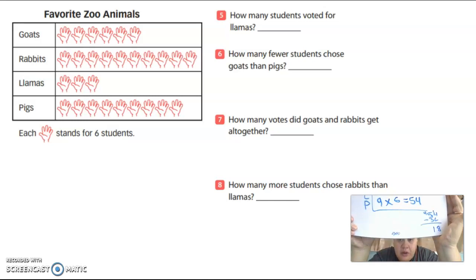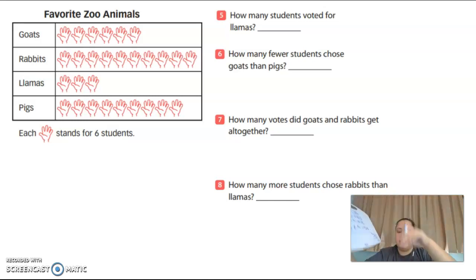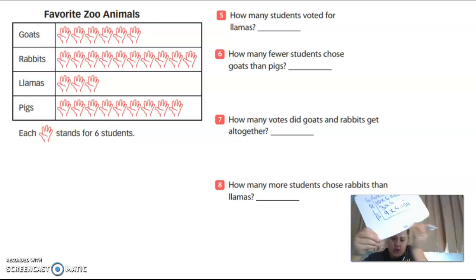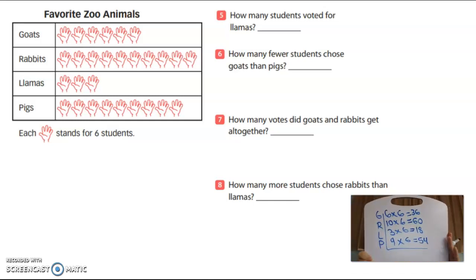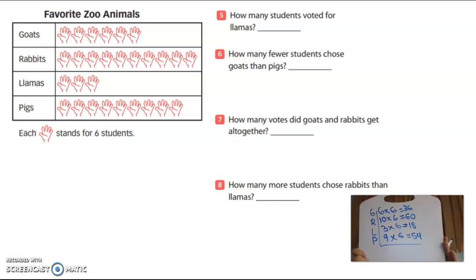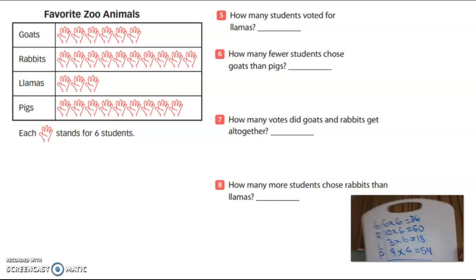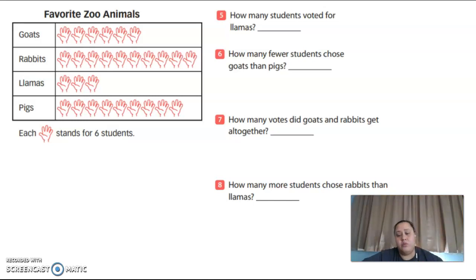Number 7, how many votes did goats and rabbits get all together? This is back to word problems and keywords, guys. All together means this is an addition problem. So what are we going to add? Well, the 2 things they're asking for are goats and rabbits. So we're going to take the number from goats and the number from rabbits. Luckily, we already have it here. So goats are 36, rabbits are 60. 36 plus 60 is 96. So 96 votes went towards goats and rabbits.